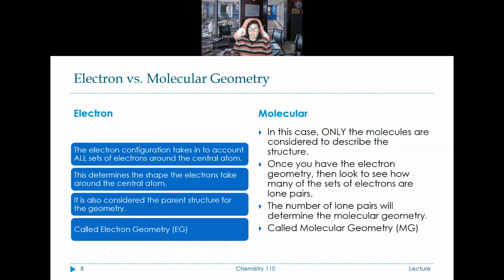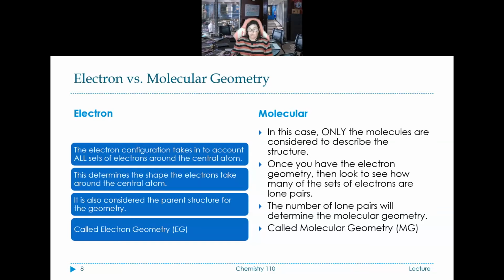So, electron versus molecular geometry. These are those first 2 columns in the table that I showed you. The electron geometry, the electron configuration, takes into account all sets of electrons around the central atom. This determines the shape the electrons take around the central atom. It's also considered the parent structure for the geometry. We call that electron geometry, e.g.